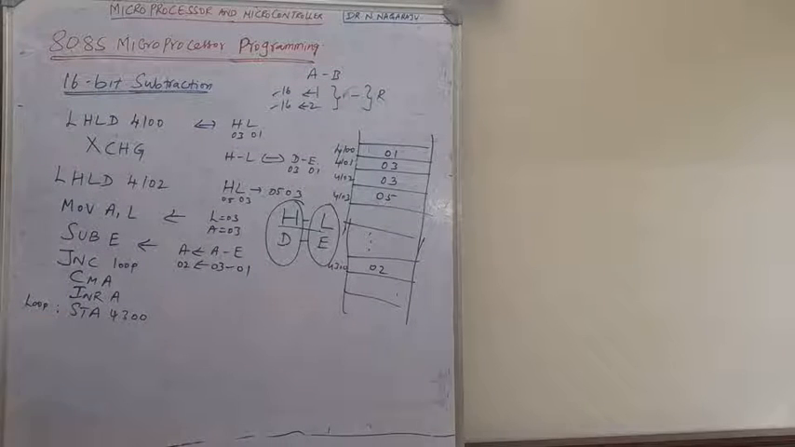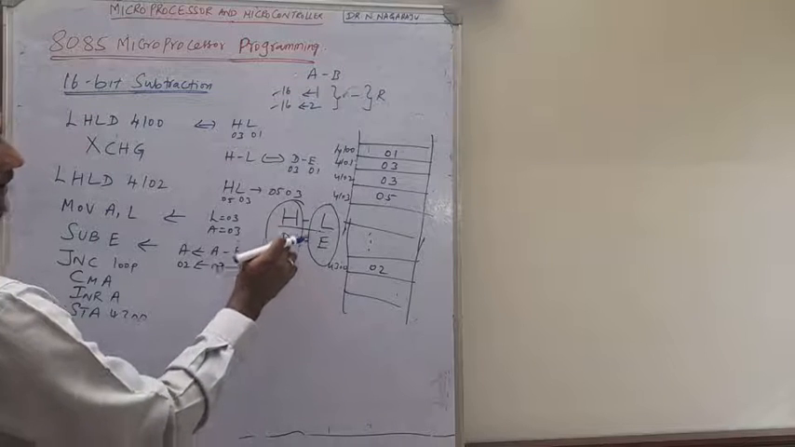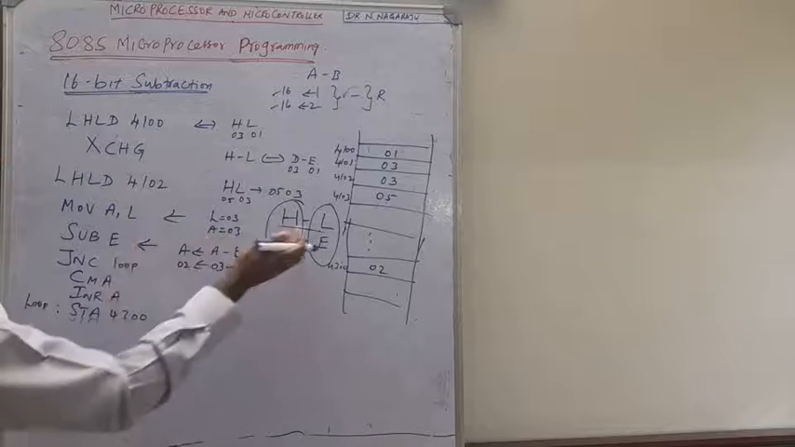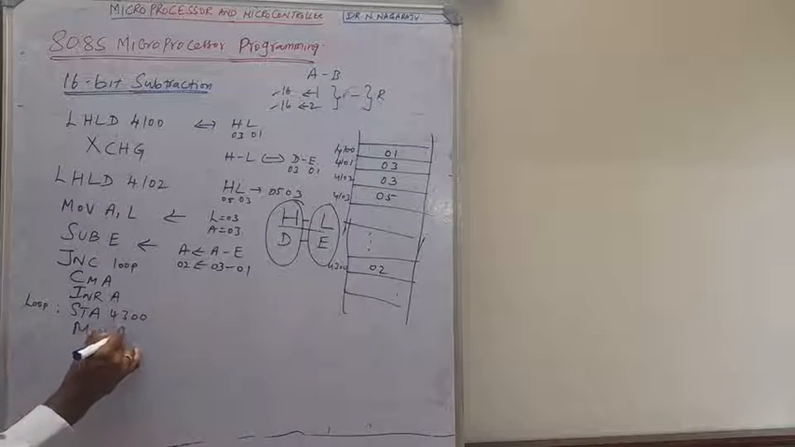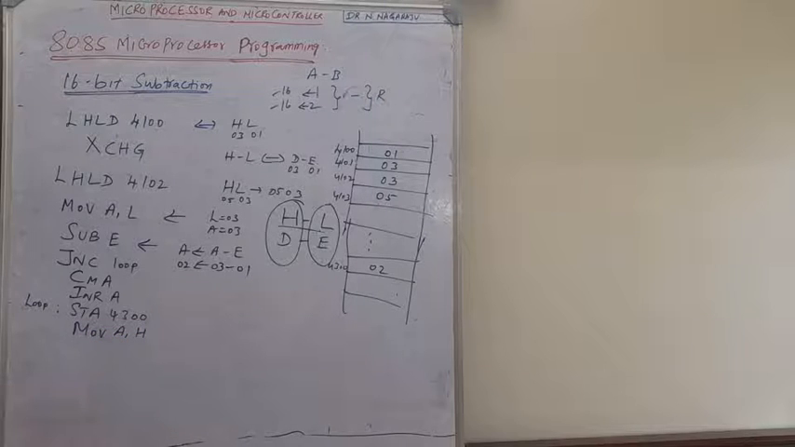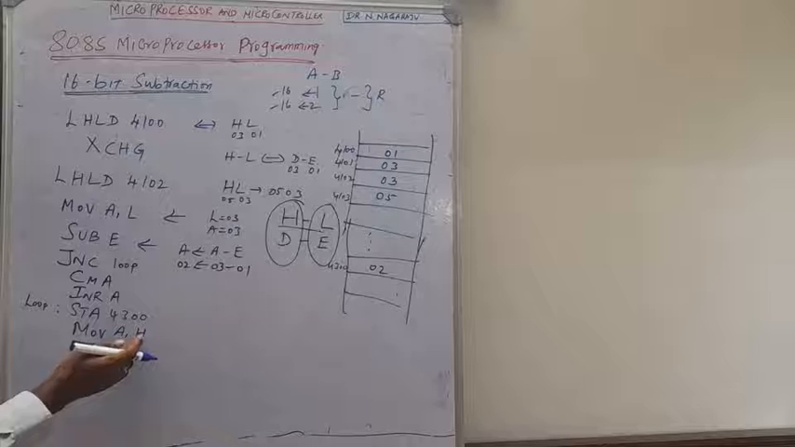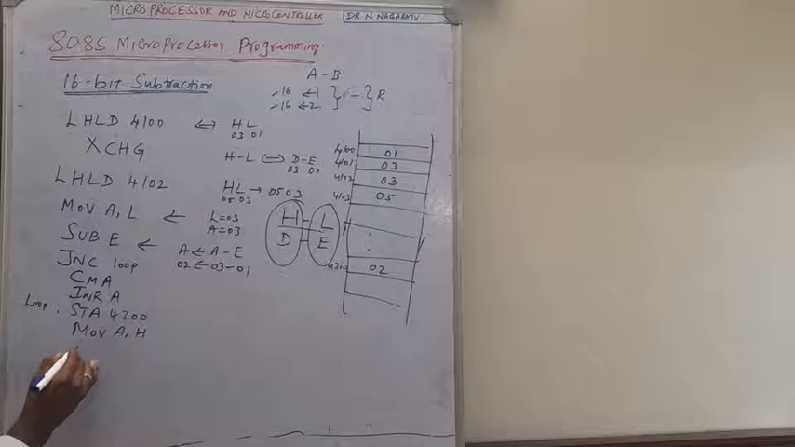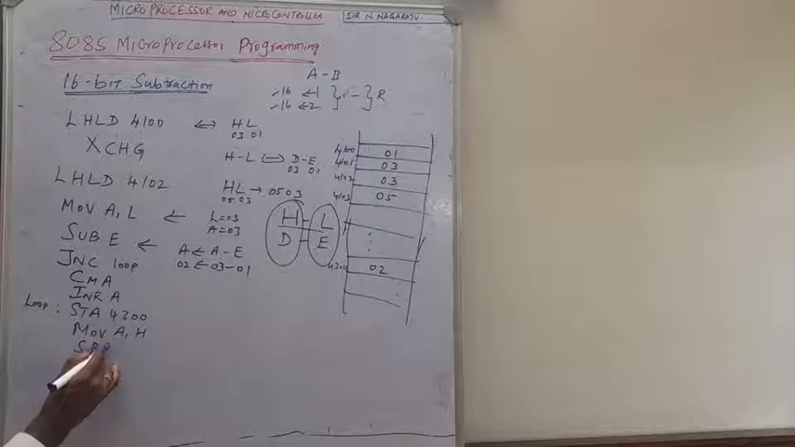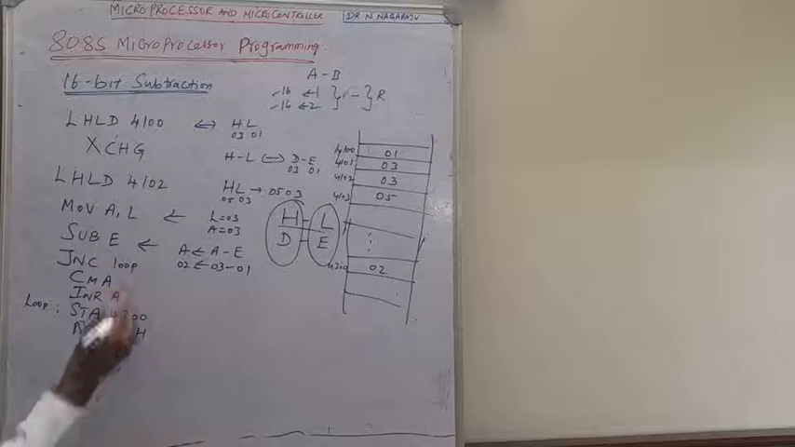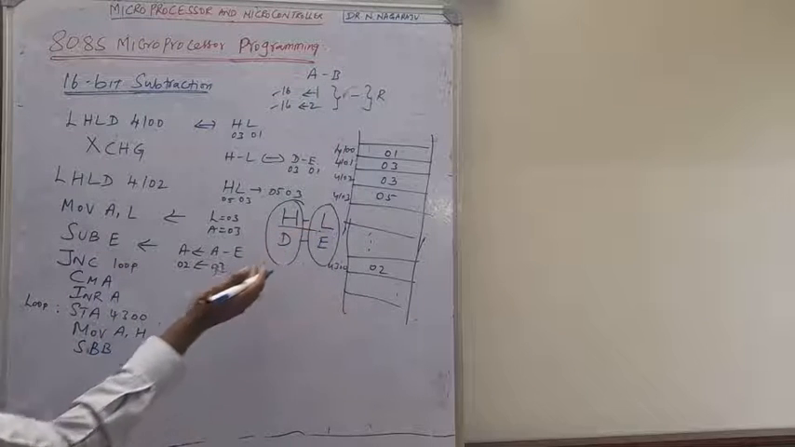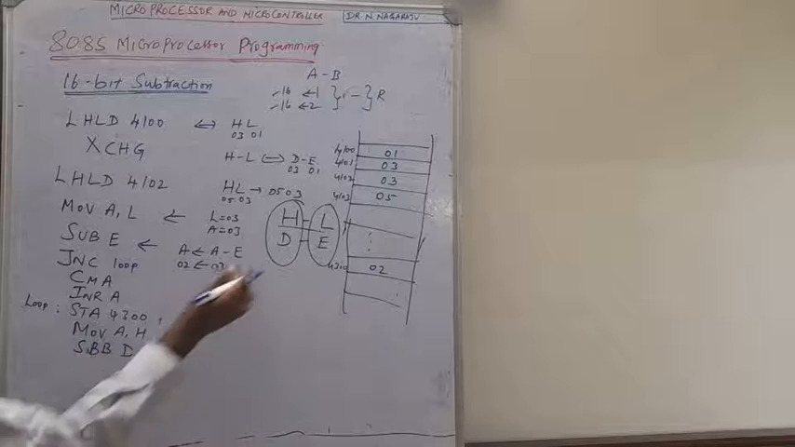Next, you have to do the H minus D operation. In the previous step I moved the L content to A. Now you move the H content to A, so MOV A, H. Move A comma H means the H content is moved to A. After moving this, you write SBB, subtract with borrow. Why I am using SBB, I will tell you later. So SBB D.